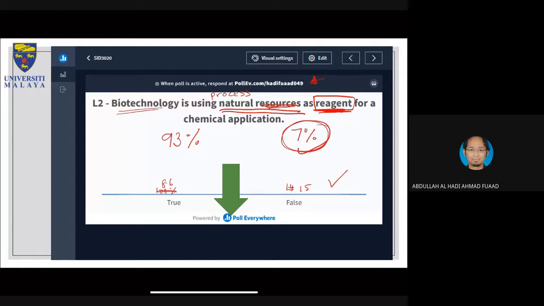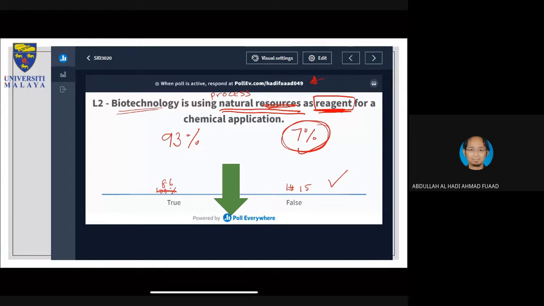Of course, in the final exam, it won't be as simple as this, true or false question. I don't think we are allowed to do that. But this is just a practice. Something like this can come in the quiz, but not in your final exam.